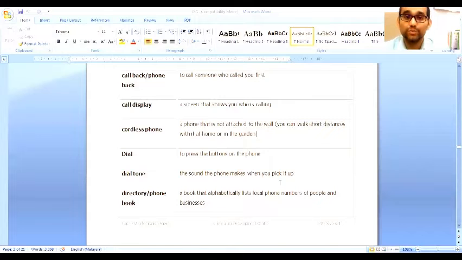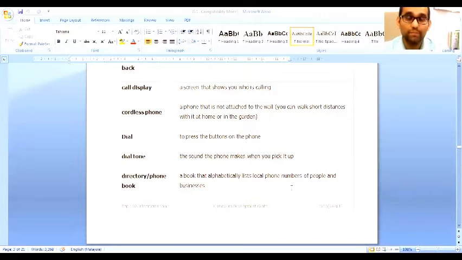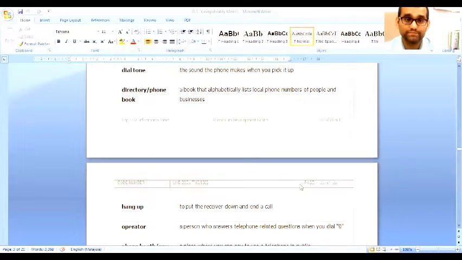Dial: to press the buttons on the phone. You need to know what dial is. Alright, dial tone. This is different. The sound the phone makes when you pick it up. Directory or phone book: a book that has an alphabetical list of local phone numbers of people and businesses. So you can just look at the Yellow Pages book.